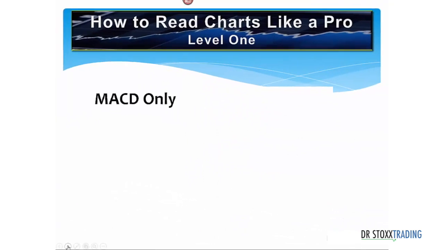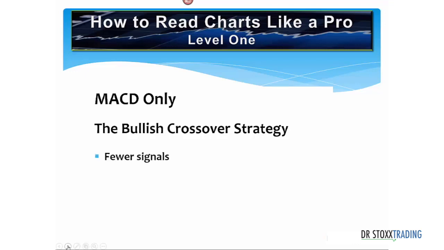First off, we're going to use the MACD only. This is a MACD exclusive system, and it's called the Bullish Crossover Strategy. And a couple of characteristics of this system is that you will get fewer signals than the other one that we'll look at, and each trade will be held for a longer time period. If that suits you, then this is a very good trading strategy to use. So let's look at the strategy itself.